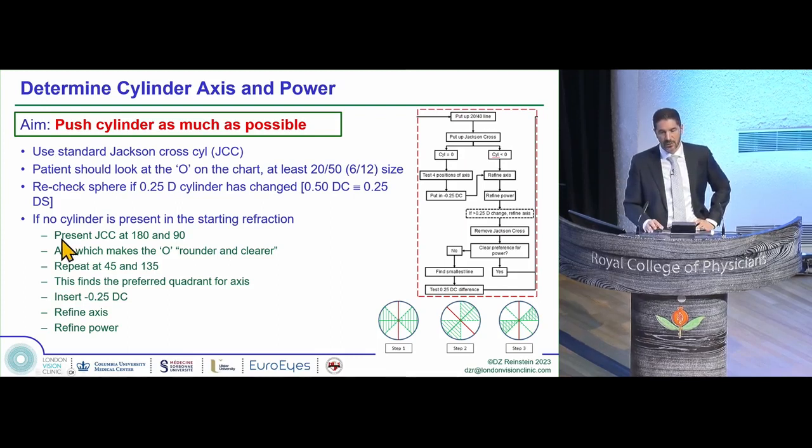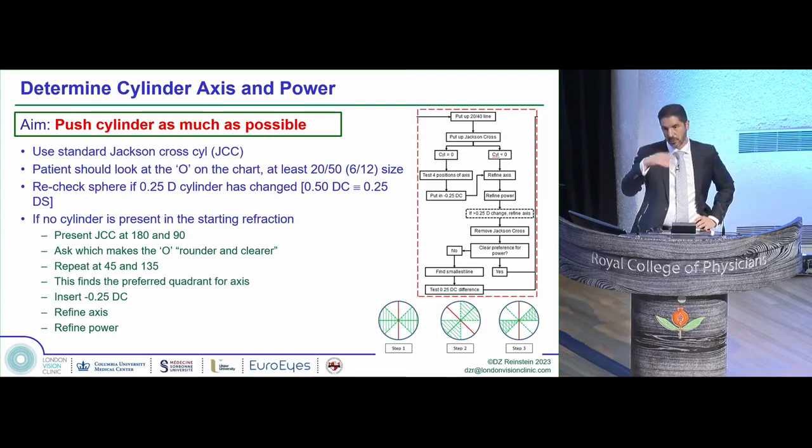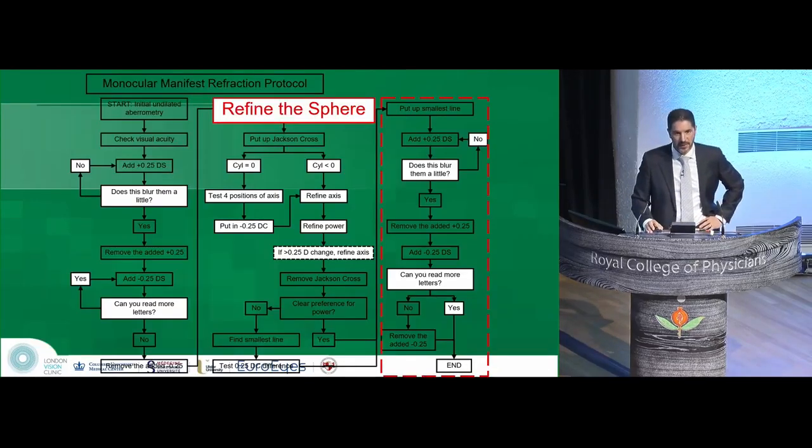And then secondly, if there's no cylinder to start with, then just put up the Jackson cross, put it at 180 and 90, and ask them which one looks rounder. And if it does look a little rounder, then put it at 45 and 135, and then just add a quarter and see if you can refine it. You may still go back to 0, but it's worth checking, even if that one little tiny quarter is in place. And then the last step is to go back to the sphere again.